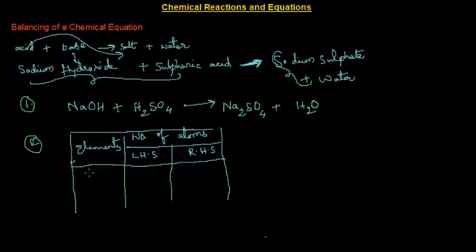First one we'll take as sodium. Sodium on left hand side is 1. So, 1 atom of sodium on left hand side. Here you have 2 on product side. Now, let us write about oxygen. Oxygen 1 plus 4, total 5. On product side you have 4 plus 1, 5.